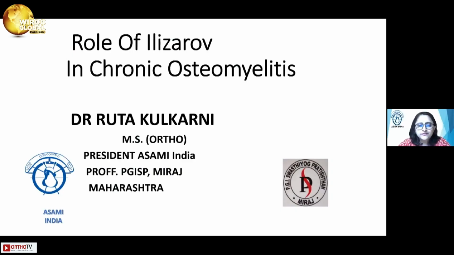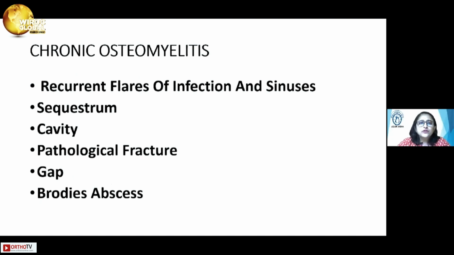Chronic osteomyelitis and its complications are quite commonly seen in pediatric orthopedic OPD. Chronic osteomyelitis has many problems, like recurrent flares of infection, sinuses draining pus, sequestrae, right from microsequestrum to huge large sequestrum involving the entire diaphysis, cavities, a weak bone leading to pathological fracture, gap. Gap usually results due to removal of large sequestrae or resection of bone, and of course, Brodie's abscess.